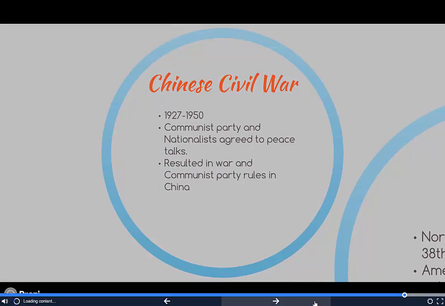The Chinese Civil War. It was led by Mao Zedong, who was a communist, and he took power in China in 1949. Communist success in China convinced American leaders to be more involved in the struggle against communism. Because they were more involved in the struggle against communism, American spending on defense increased.